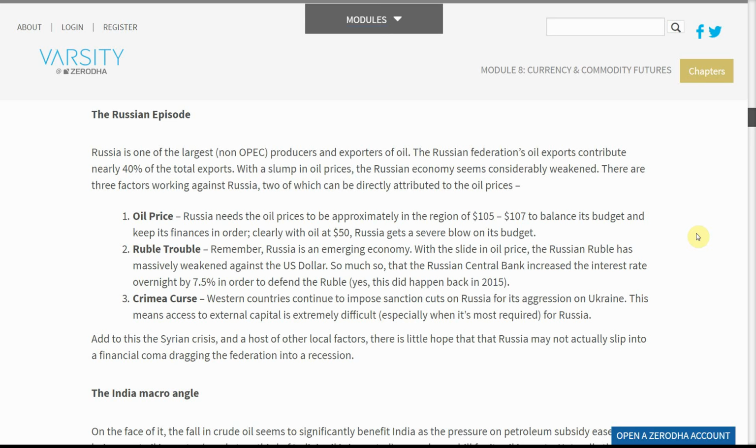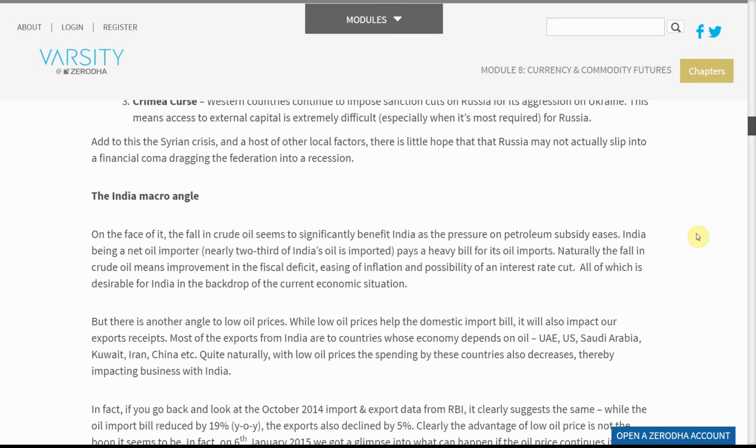Crimea curse. Western countries continue to impose sanctions on Russia for its aggression on Ukraine. This means access to external capital is extremely difficult, especially when it's most required for Russia. Add to this the Syrian crisis and a host of other local factors. There is little hope that Russia may not actually slip into a financial coma, dragging the Federation into a recession.